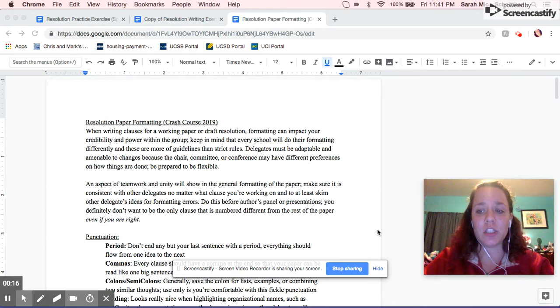Before we dive in, you should have this document open in front of you. It's the Resolution Paper Formatting Crash Course. You should either have it open on your computer, available in another tab, or print it out, whichever is easier for you. Hopefully you've had a chance to read or at least skim it. Keep in mind that all conferences and schools may do resolution writing slightly differently, so be mindful of changes and be adaptable.